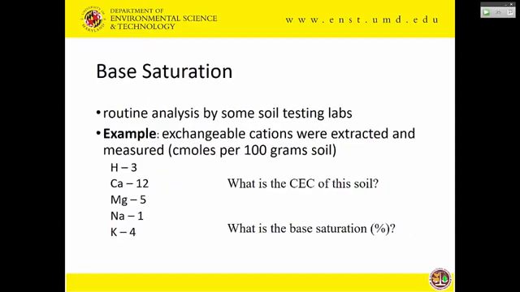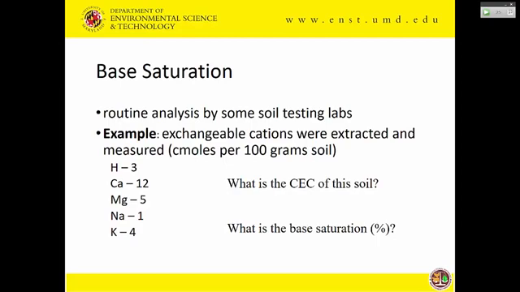So here's an example. If you sent a sample in to a soil test lab, and it gave you the following information: exchangeable cations were extracted and measured. They measured them in centimoles per 100 grams of soil. Okay, you have 3 centimoles of hydrogen, 12 centimoles of calcium, 5 centimoles of magnesium, 1 centimole of sodium, and 4 centimoles of potassium. What is the CEC of this soil?